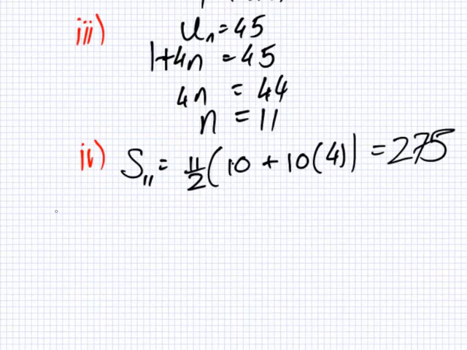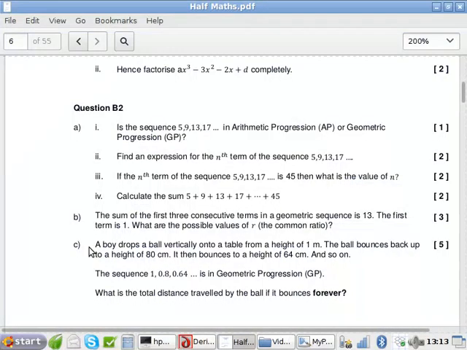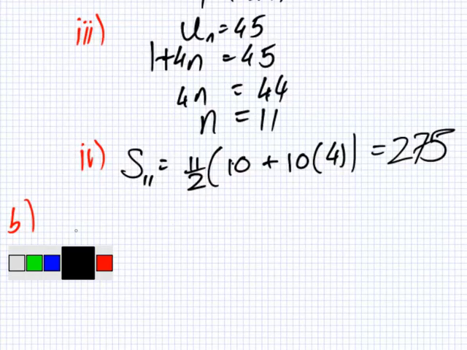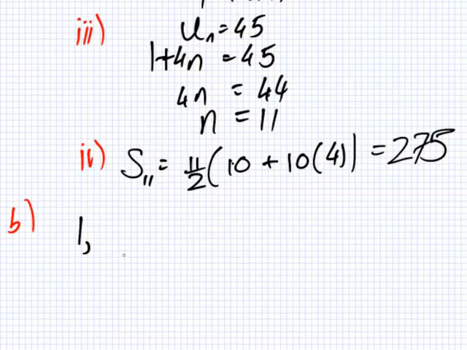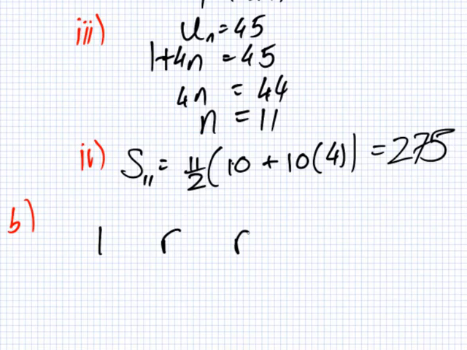Right, so B is a little bit tricky. I tell you, you have 3 terms in geometric progression, and the first term is 1, and the sum is 13. If the first term is 1, what's the second term? R. Yeah, ar, and a is 1. And then the next term? R squared. But I tell you, the first 3 terms, their total is 13.